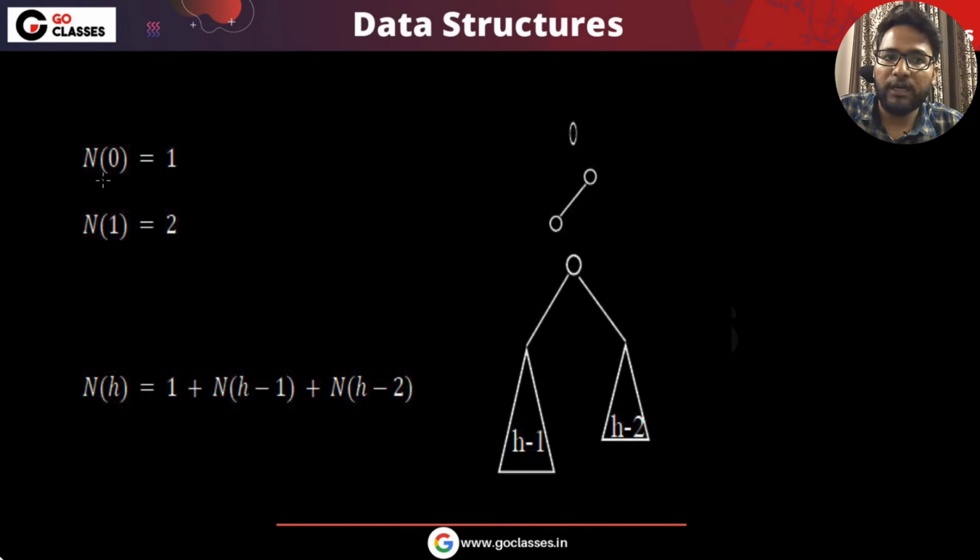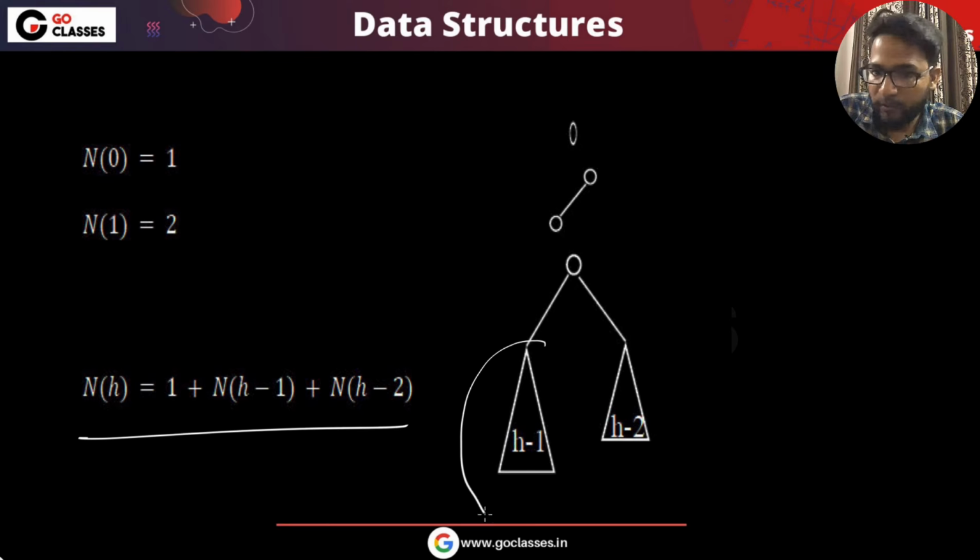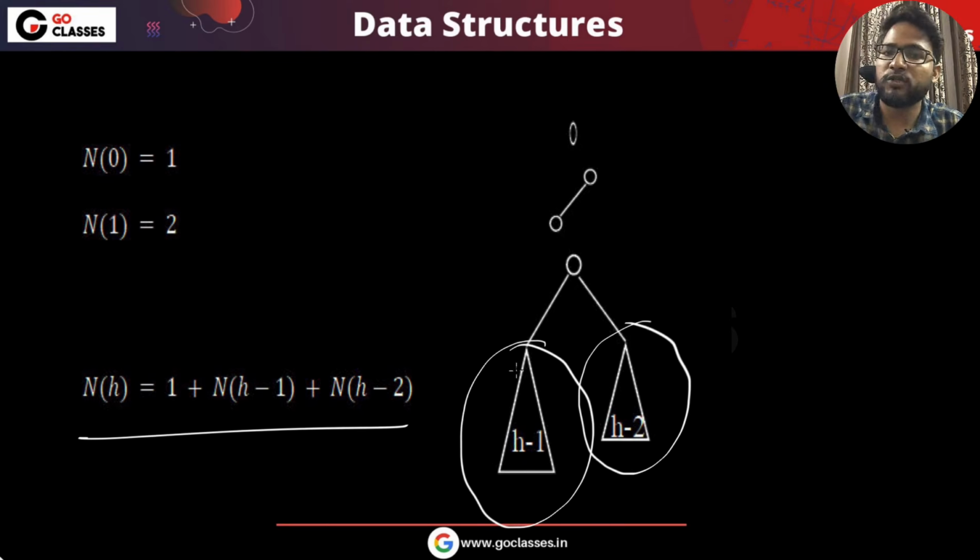Now you see here n0 is 1 and n1 is 2, and in general you can say nh is equal to 1 plus nh minus 1 plus nh minus 2, right? So nh minus 1 means the minimum number of nodes in the h minus 1 subtree, and the minimum number of nodes in the h minus 2 subtree, and then I will be adding 1. That is how you can find out the minimum number of nodes of height h.